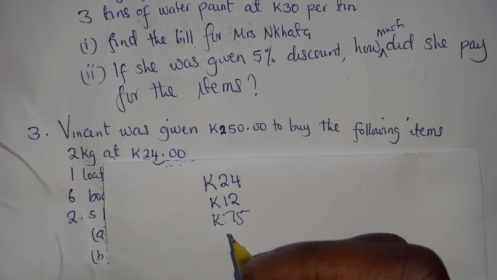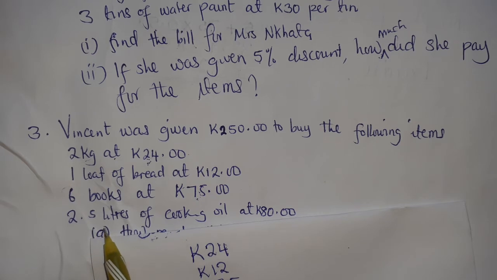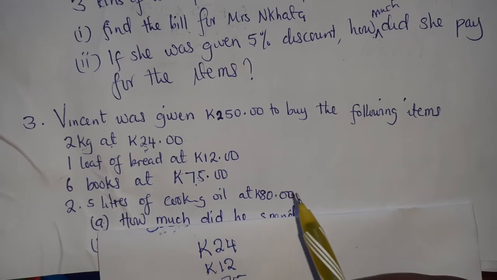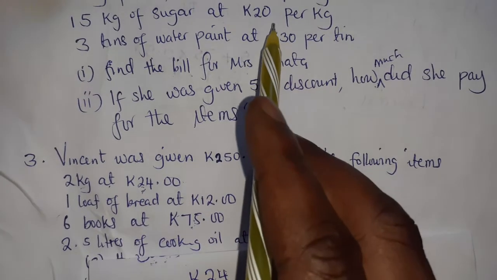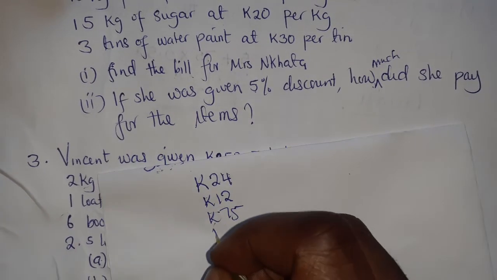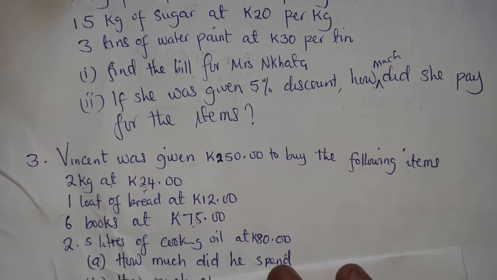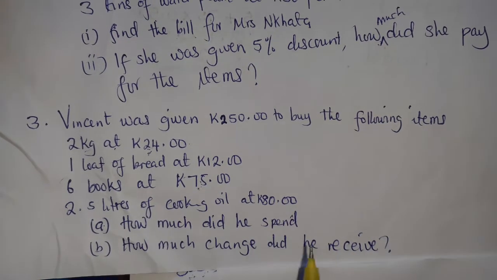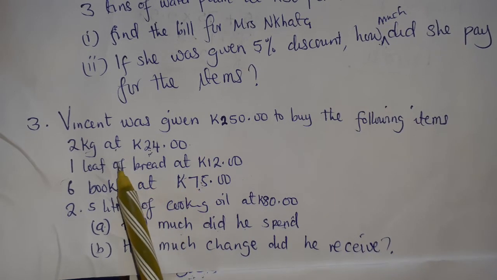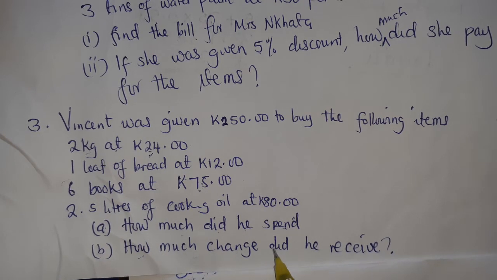Okay. Then 2.5 liters of cooking oil at 80 kwacha. So this is different from the first. This one went to say pay this. You need to pay attention to that. So we also get what? 8 kwacha here. Okay, I think we are done. Then the questions we are dealing with now. How much did he spend? And then how much change did he receive?